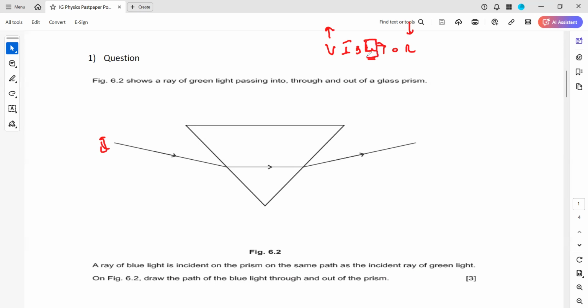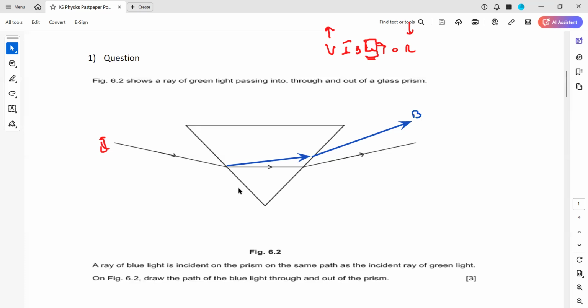This green light is shown here. We want to make blue. So blue will bend more or less? More. So if you want to show it will bend more, that will be the path of the blue light. It enters the same way, but it bends more. If it was violet, it would bend the greatest. And if it was a red light, then it will bend the least.